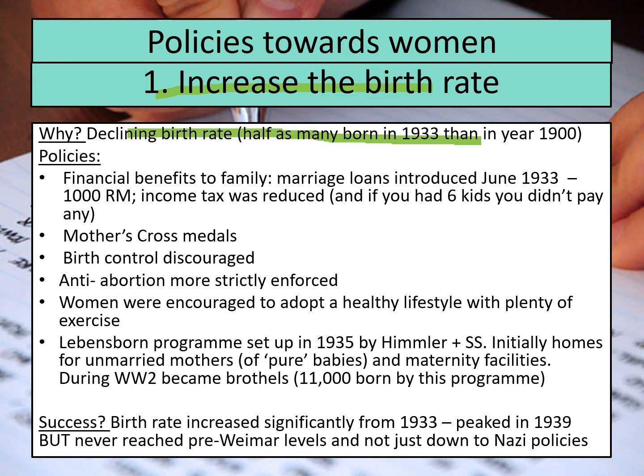So the policies that they put in place to try and increase the birth rate then. First of all, they tried to make sure that there were financial benefits to having a family, because that had been one of the crucial reasons why fewer people were having children after the Great Depression in 1933. So straight away, in the year they came to power, they introduced marriage loans, about 1,000 Reichsmarks. The idea being that you kept a quarter for each of the children that you had. So if you had 4 children, you would be able to keep the full amount.